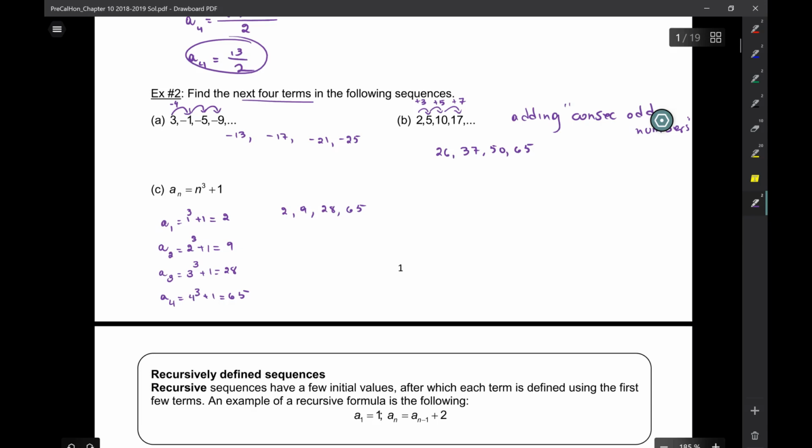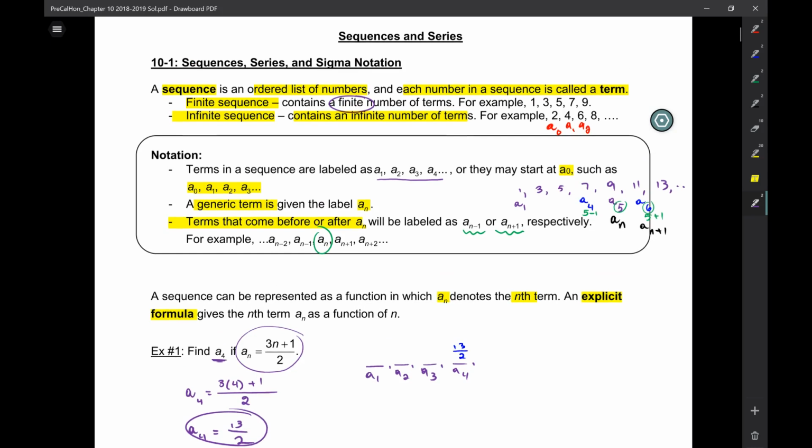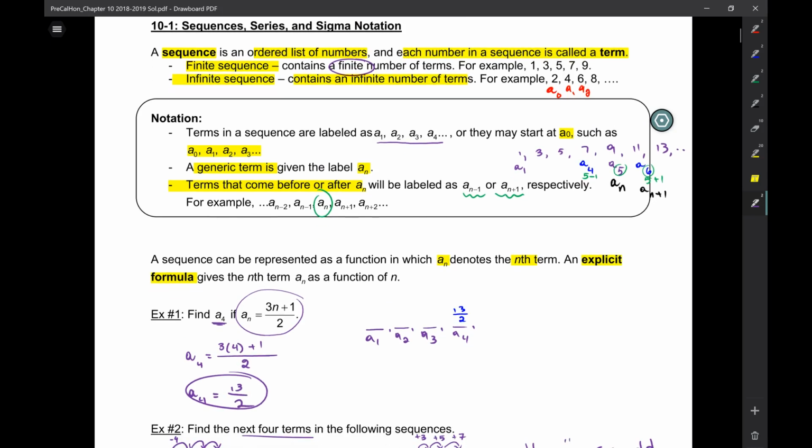For these, you want to list like a sequence. So one thing I failed to mention is in a sequence, the terms are separated by commas. Let's put that here. Terms in a sequence are separated by commas.